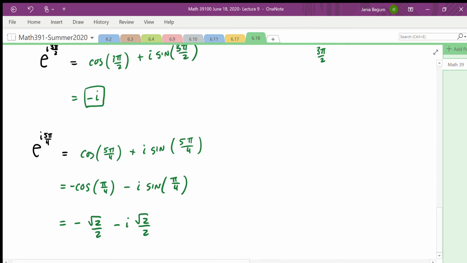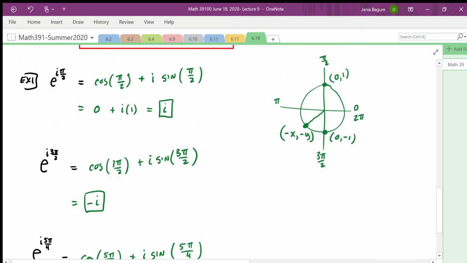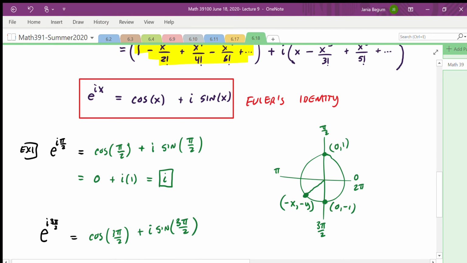So that will be the expression for e to the i 5 pi over 4. Okay, so any questions on this? So just a quick practice on how to use Euler's identity.